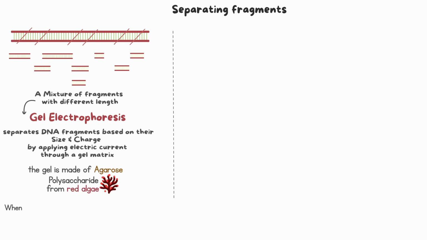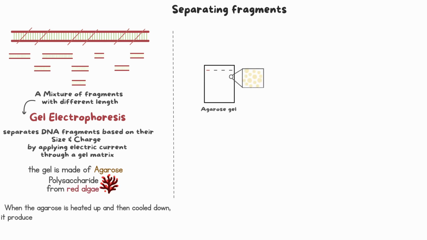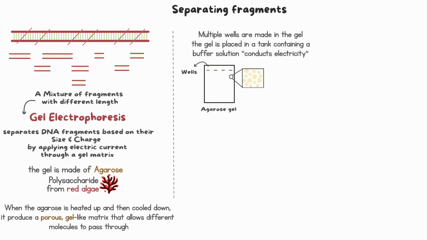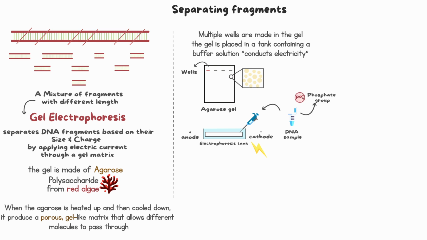When heated and cooled, agarose forms a porous, jelly-like matrix that allows molecules to move through it. Then small wells are made in the gel, which is then placed in a tank filled with a buffer solution to conduct electricity. DNA samples are carefully loaded into the wells, and when an electric current is applied, the DNA, being negatively charged due to its phosphate backbone, moves toward the positive electrode.